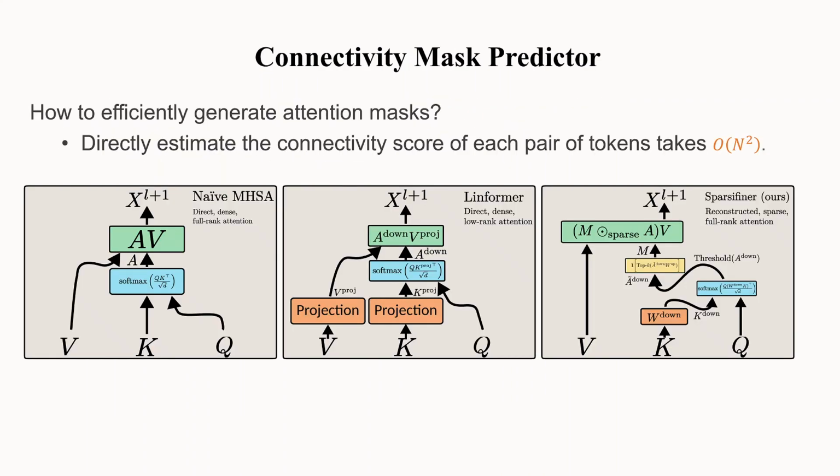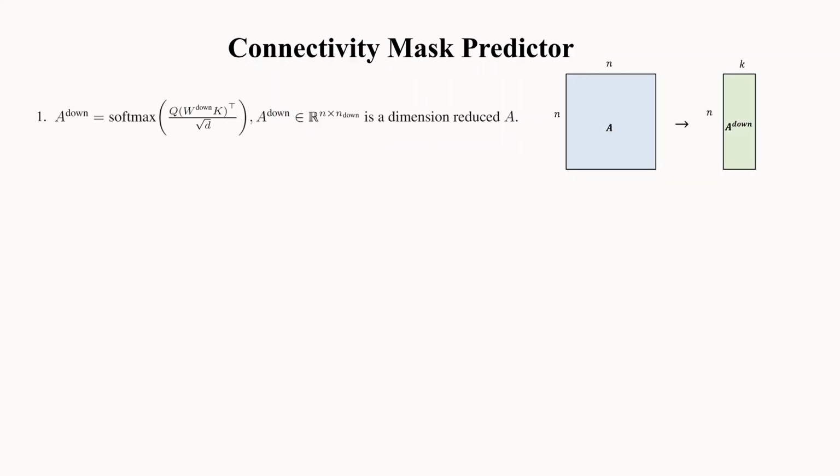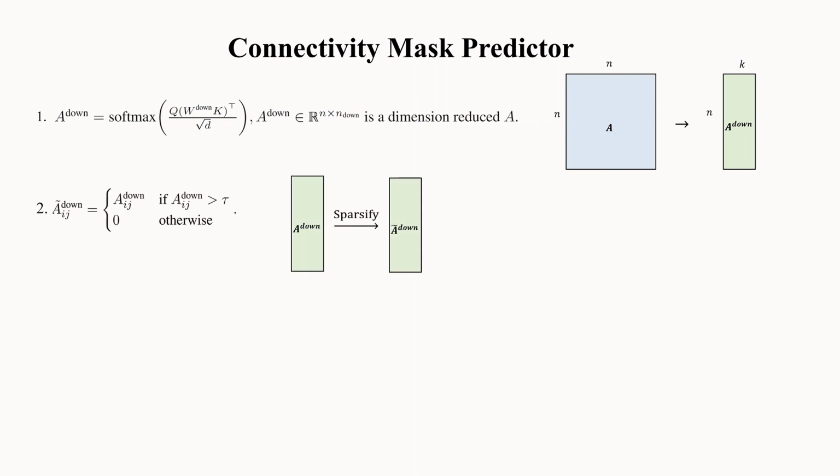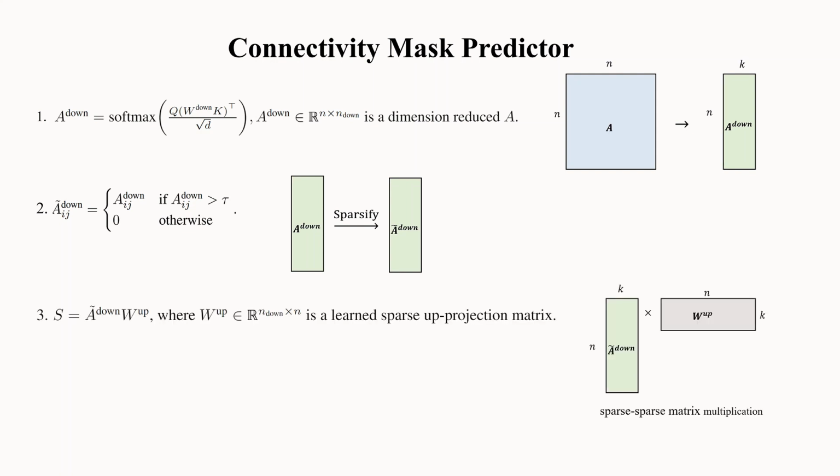To efficiently generate attention connectivity scores, which have quadratic complexity, we compute a sparse, low-rank approximation of dense attention in a naive transformer. This approximation then serves as the connectivity score. Specifically, we compute a dense, dimension-reduced attention A down by down-projecting the K matrix to a lower dimension using a learned projection matrix. Then we sparsify A down to obtain a sparse and skinny attention matrix. The attention connectivity score is computed by up-projecting the skinny sparse attention. The up-project matrix is learned and enforced to be sparse.